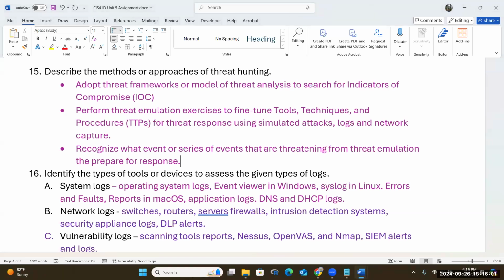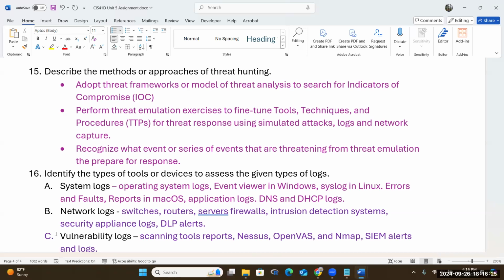So system logs can be a wide variety of things. You need to assess it from a client and a server standpoint, okay? Depending on the objective. So when you're looking at specific systems that were targeted compared to a range of systems that are targeted.